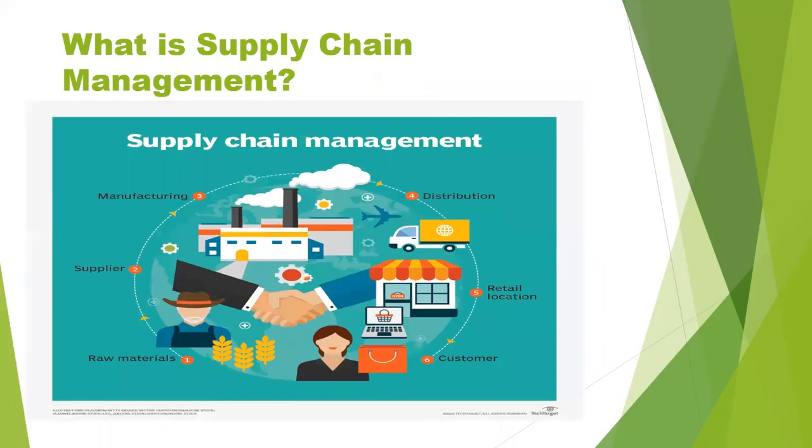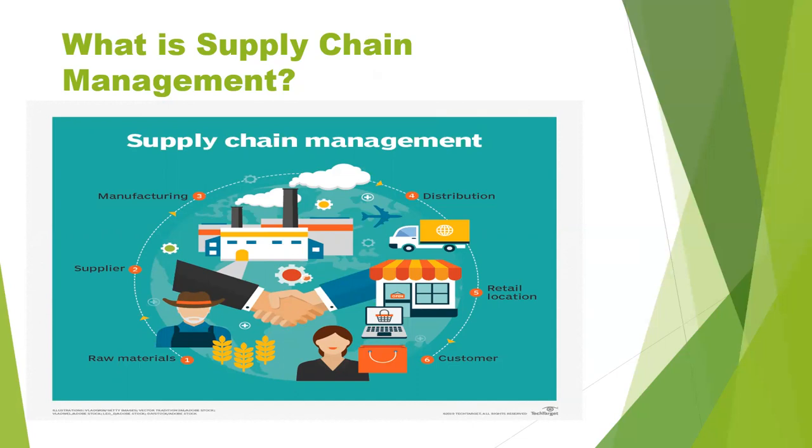What is supply chain management? Supply chain management involves the complete process where the raw materials are converted into finished goods and then delivered to the customer. In this diagram, you can see where the raw materials are procured by the supplier, and the supplier supplies these raw materials to various manufacturing units.